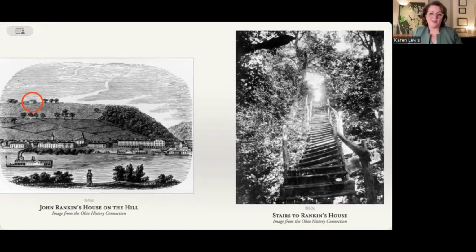Rankin and his family would then conduct fugitives from this home to the next available station, which would be either a house or a church or a barn or even nearby caves. The freedom seekers would wait, gain strength, create distance before enacting the next phase of their escape.